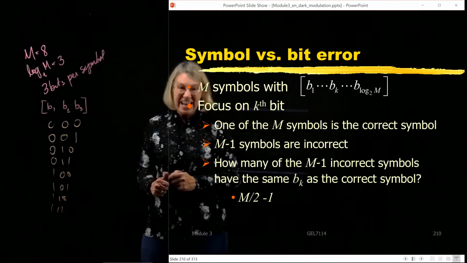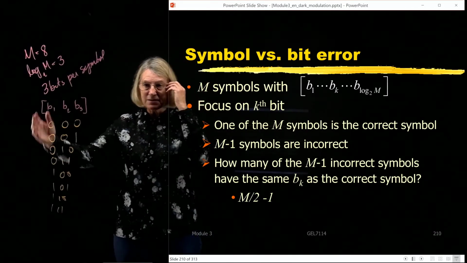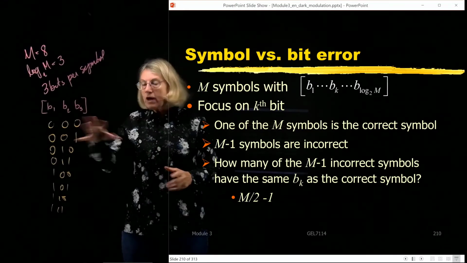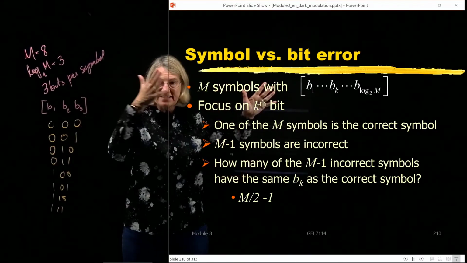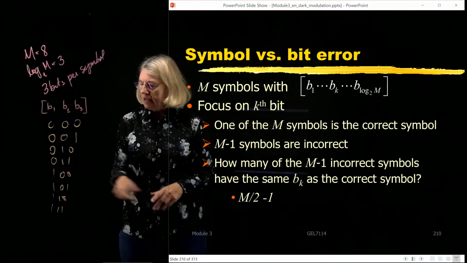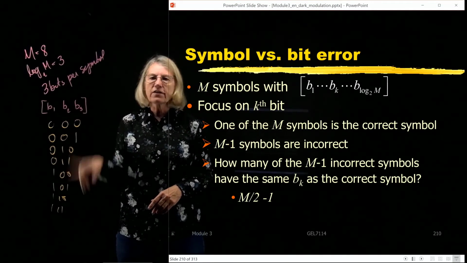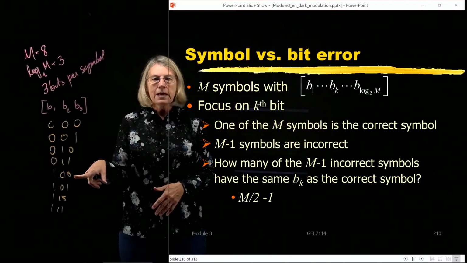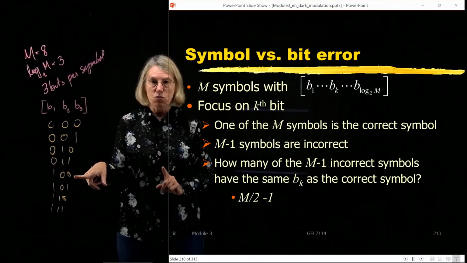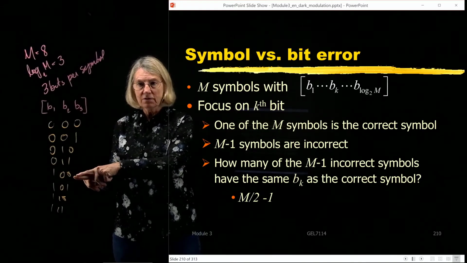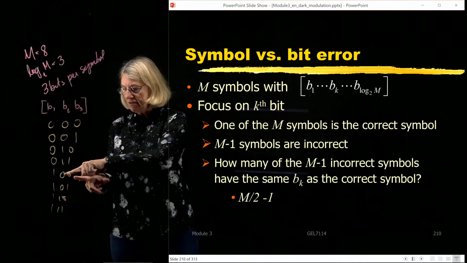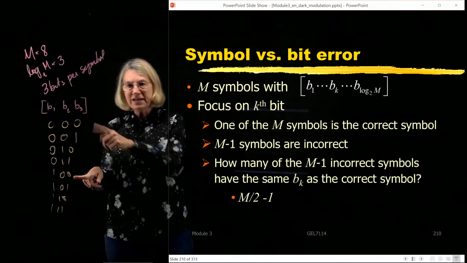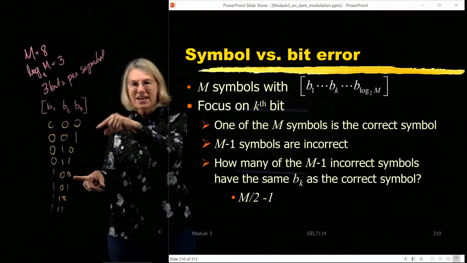Okay? So there are 8 symbols, M equals 8. Each one has a different set of bits associated with it. And one of these symbols is the right one. It's the one I'm transmitting. So if one of these is right, all the other ones are wrong. But that doesn't mean all of the bits are wrong. This is the right symbol. But if I look here, this 0, well, there's a 0 here, here, here, here, and here, depending on which one of the symbols I'm mistaking it for.